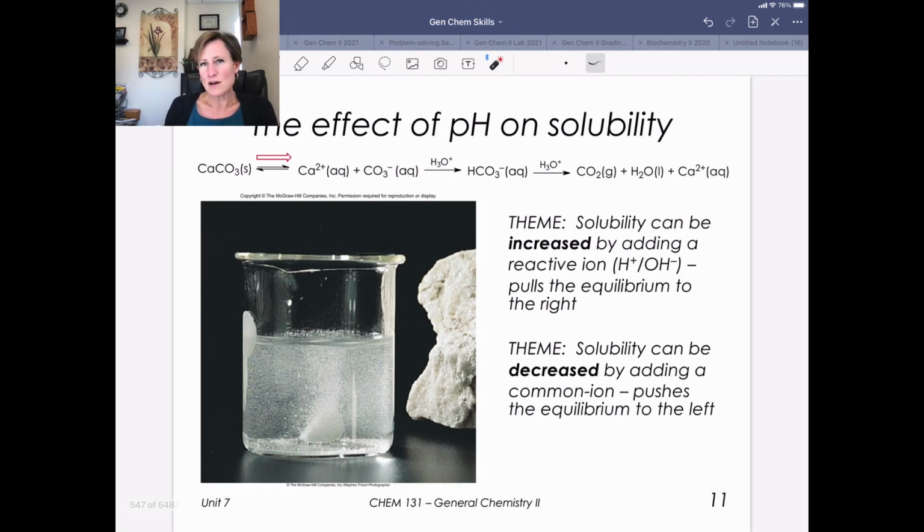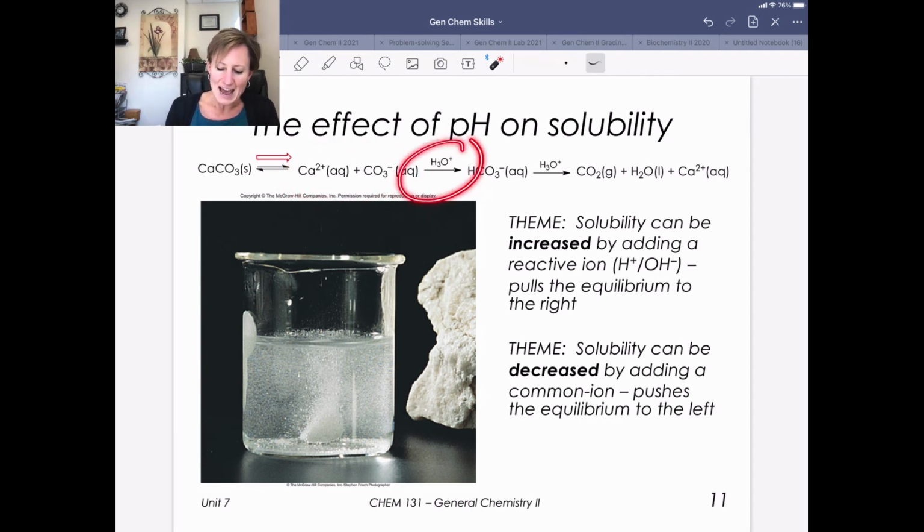We also can think about this in a removal way. So the common ion effect is adding something in. We can also think about removing something. So we can, for example, think about increasing the solubility here if we added a reactive ion. Let's look at calcium carbonate. This is essentially what chalk is, or Tums tablets, right? The antacid. This is sparingly soluble, so we're going to have a little bit that dissolves.